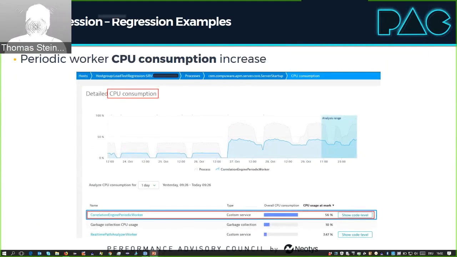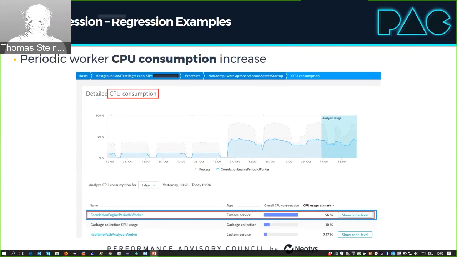Another one is not about response time, but CPU consumption. Again, a very crucial component in the server process. From one day to another, we see around a doubling or even a tripling of CPU consumption of a single component.